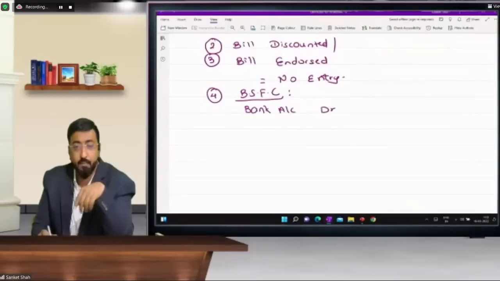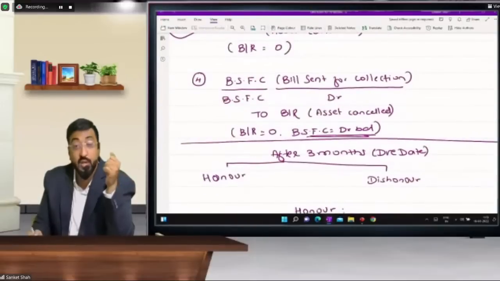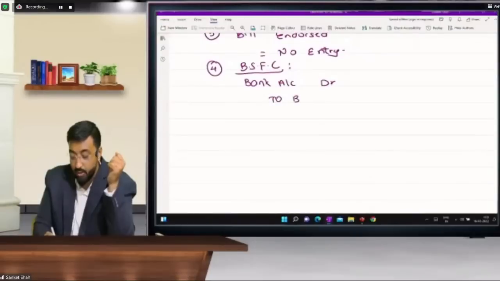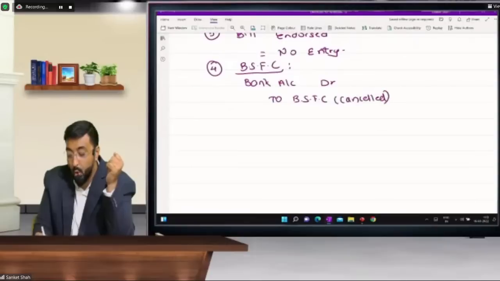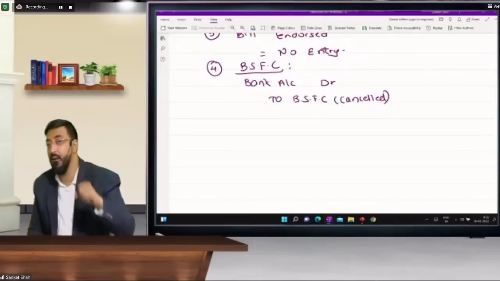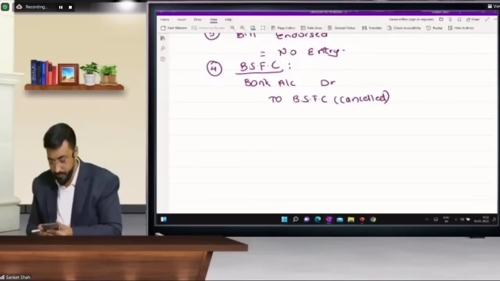And beta, the bill is not with me, but you can see here, bill sent for collection is showing a debit balance. Now there is no more debit balance for bill sent for collection, and I'm going to cancel it. So bill sent for collection will get cancelled, and this account is getting closed. Okay. So bank account debit to bill sent for collection. It's very, very simple, sir.